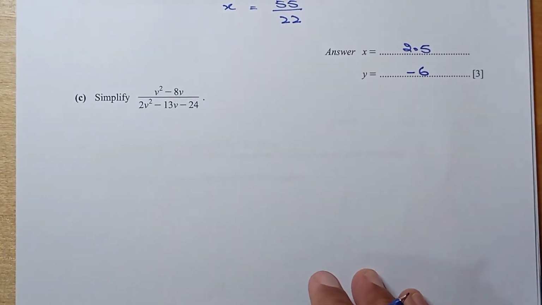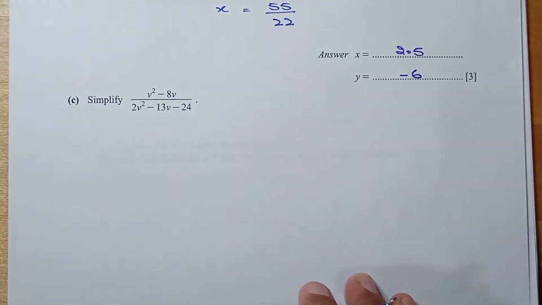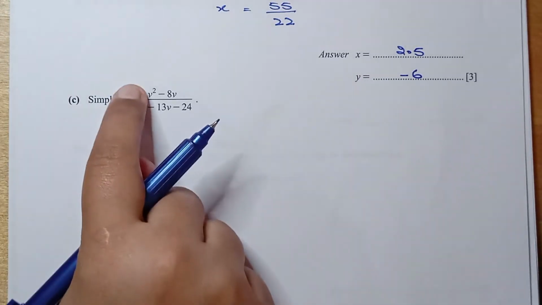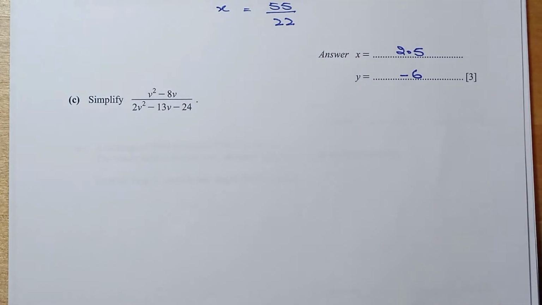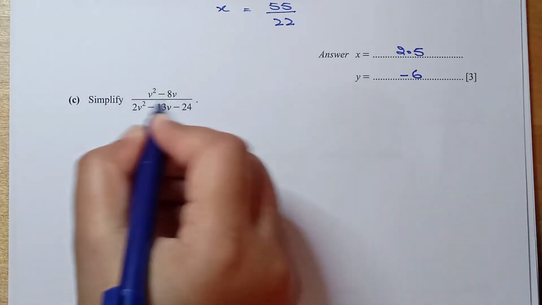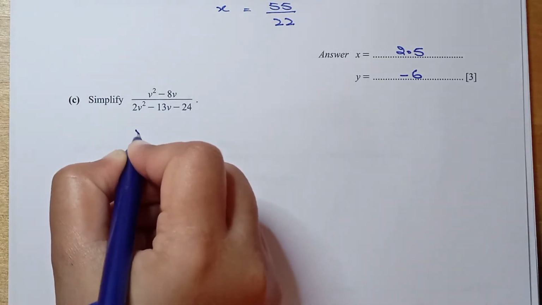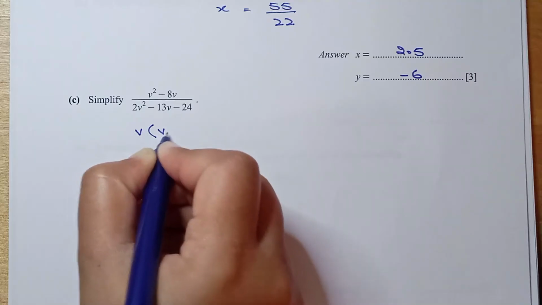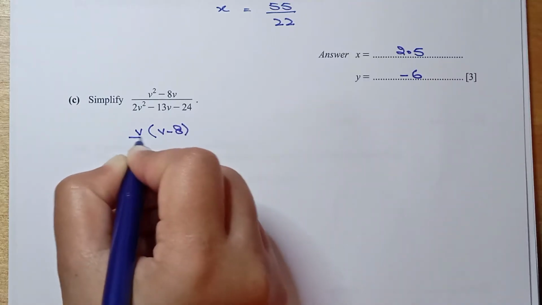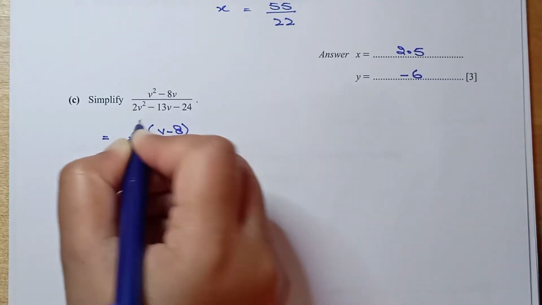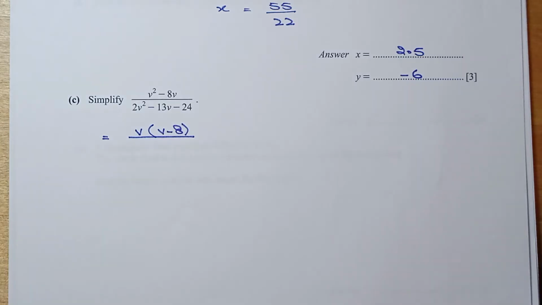Now for the C part, we need to simplify this expression. As you can see, the numerator and the denominator are both quadratic expressions. We can factorize them. The numerator is simple. Taking v common, we are left with v minus 8. But for the denominator, we can break the middle term. It's a quadratic expression. We can factorize it.